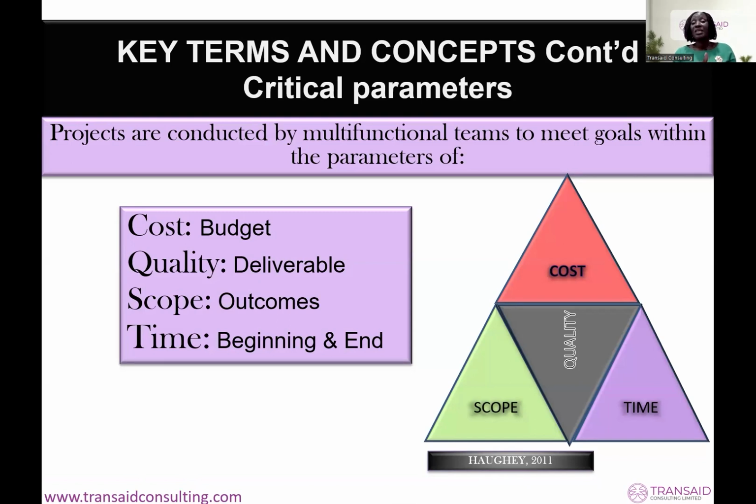Projects are conducted by multiple teams to meet goals within the parameters. These are the critical parameters: you have the cost, you have quality, you have time, you have scope. You can finish under budget, on time, but if the scope is not complete, your quality will be affected. So these four parameters are very key. Everything you do, your eyes must be on this.